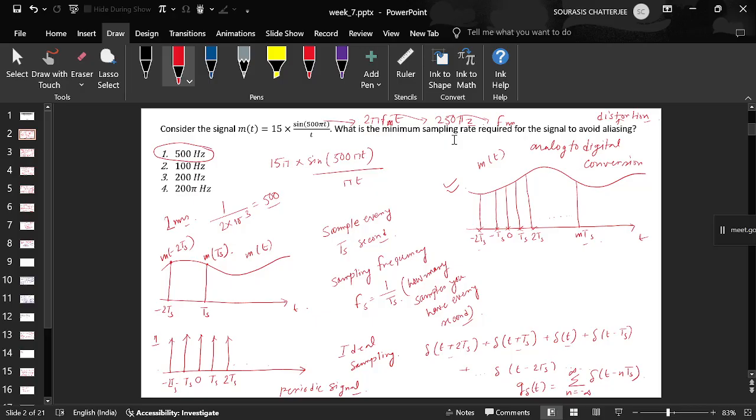In practice we actually keep a buffer zone, that is, you don't go for exactly twice the maximum frequency, you go for more than that. For example, in this case you have 250 Hz, so twice of that is 500, so maybe you go for a 600 Hz sampling frequency to ensure that there is no aliasing or distortion. But in theory, at least you need 500 Hz to ensure that there is no aliasing.